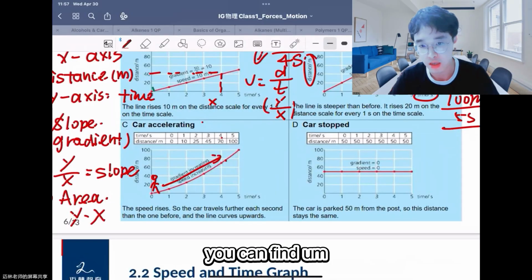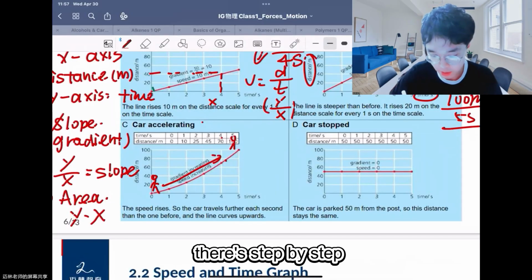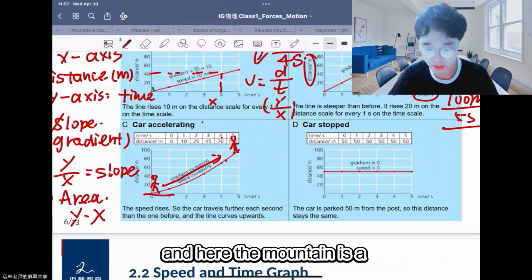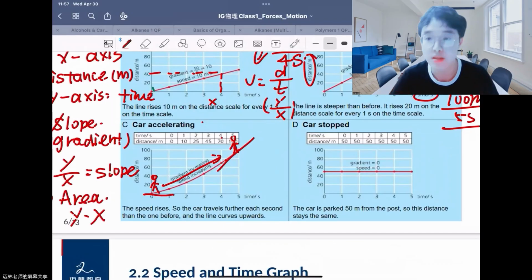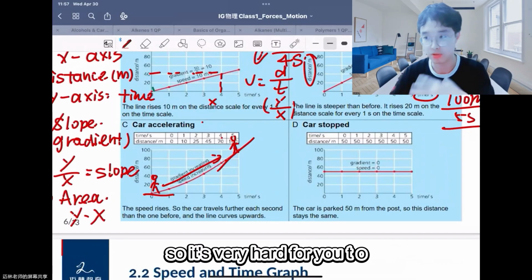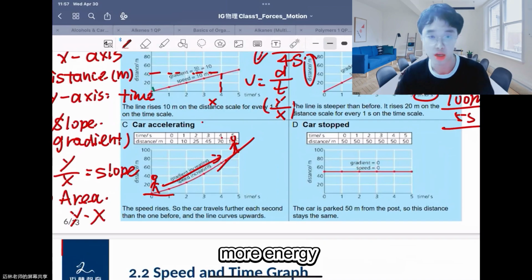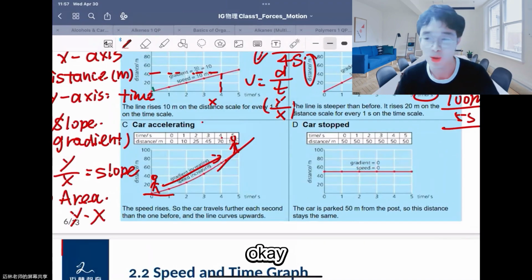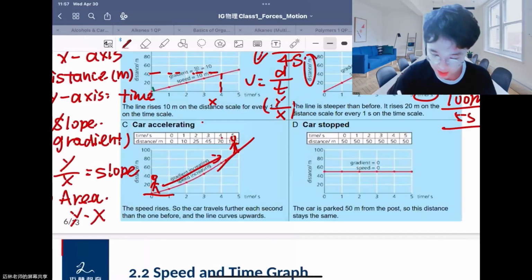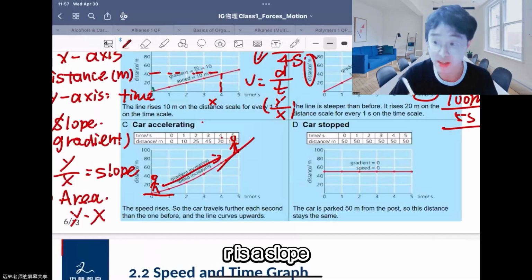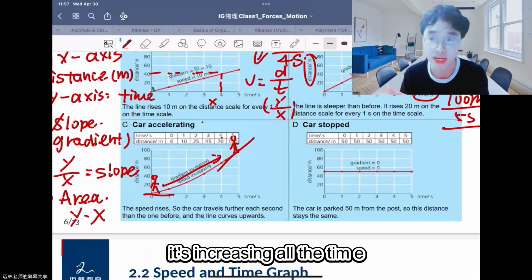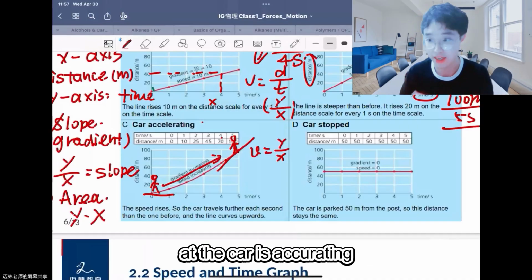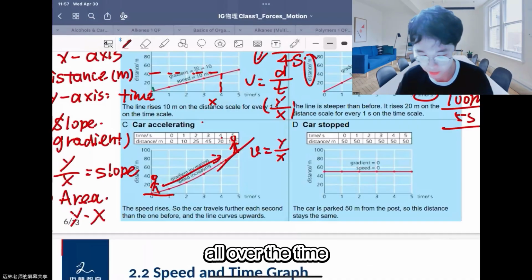You can find there's step by step. Yes, here you can see the mountain is a little bit flat, and here the mountain is a little bit steep. So it's very hard for you, you maybe have to exert more energy to climb the mountain, right? Okay, so velocity equals y over x, or it's a slope. It's increasing all the time. So here we can determine that the car is accelerating all of the time.